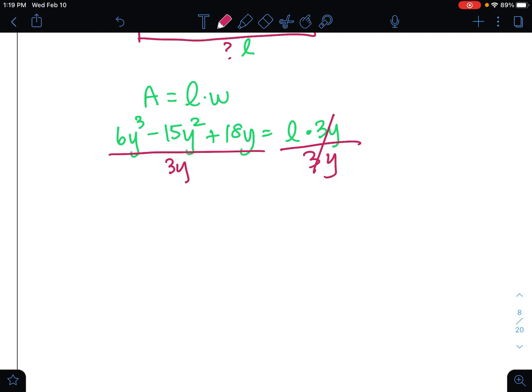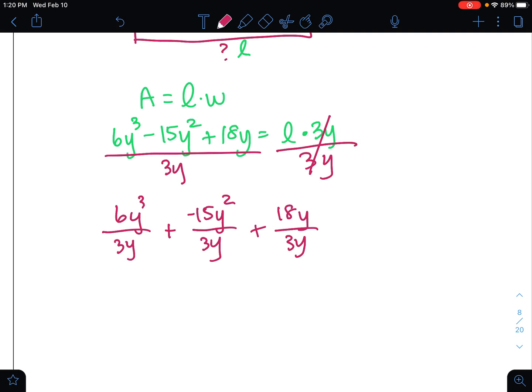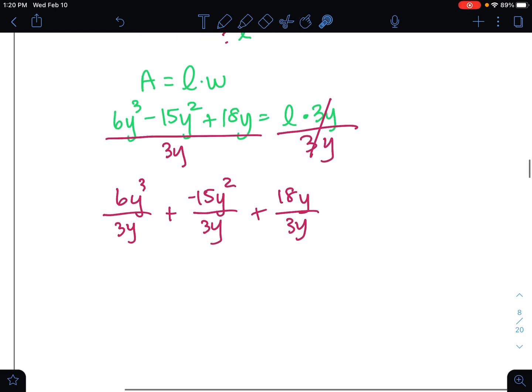Okay, and so I want to look at this on the right-hand side. I can do some dividing here. I can take 6 divided by 3, 15 divided by 3, and 18 divided by 3. And then I can divide all of the y's. Because I could separate this out, like I could write this out 3 ways. I could write 3 fractions. Because if I have a common denominator here, I'm going to put plus negative 15. If I have a common denominator, I'm right back to this step right here.